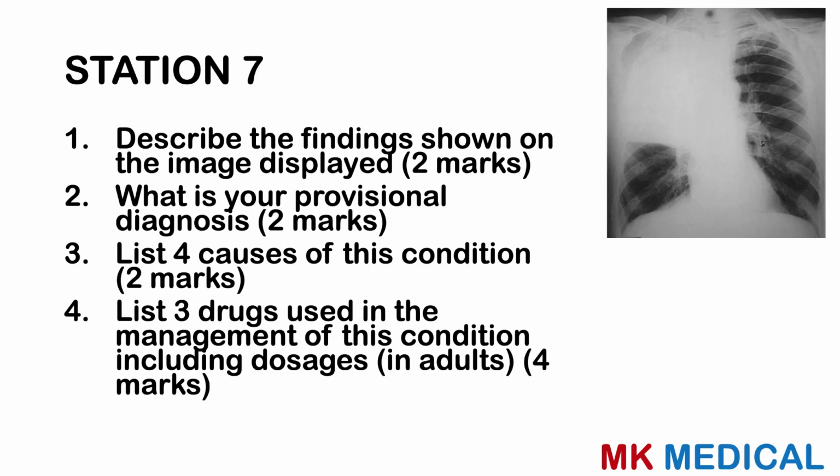Station 7. Describe the findings shown on the image displayed. What is your provisional diagnosis? List 4 causes of this condition. List 3 drugs used in the management of this condition, including dosages in adults. You may pause the video at this particular moment. And here comes the answer.